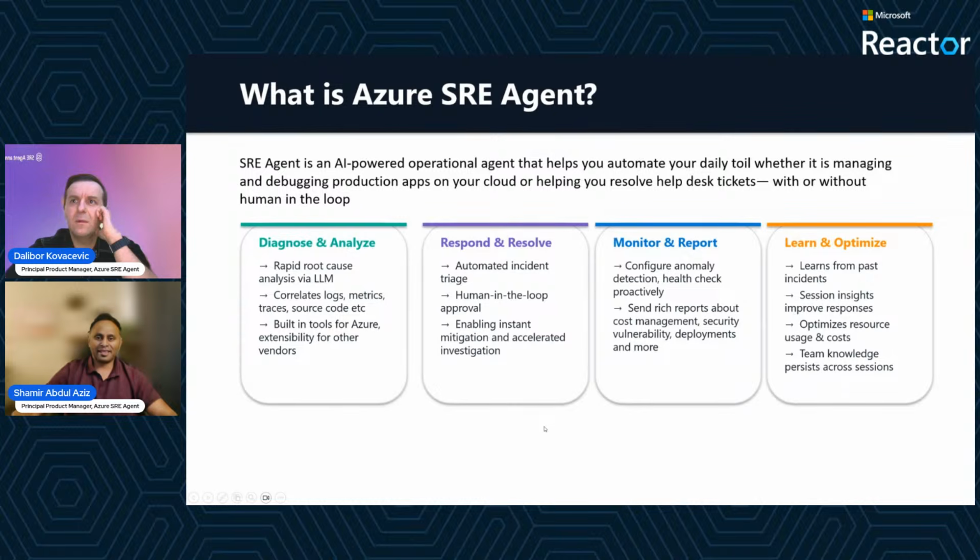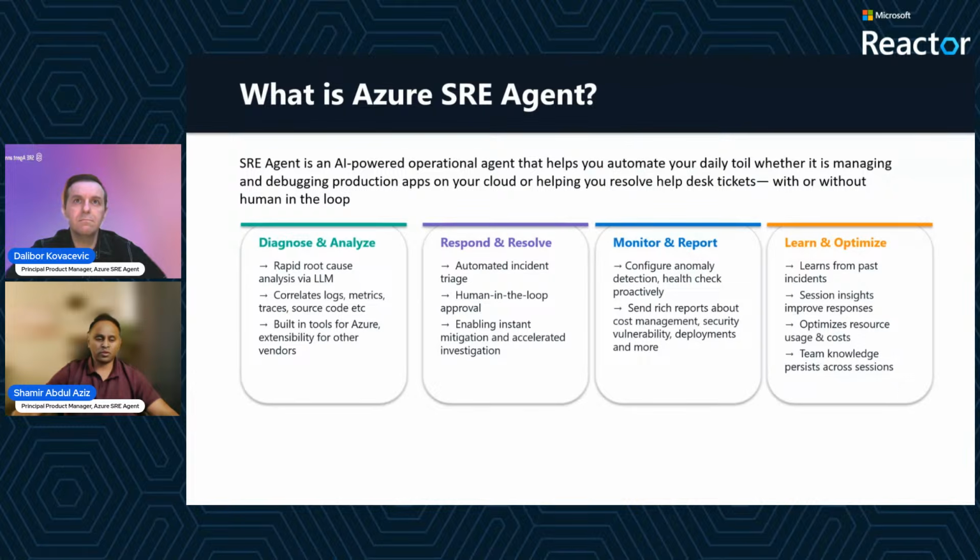So like I said, the SRE agent is an AI-powered operational agent, and you can do a bunch of things with it. You can diagnose and analyze issues. We do Azure very well because we have built-in tools for Azure like AZCLI, kubectl, and ARM API calls that allow us to inquire and investigate Azure resources. We also allow you to respond to incidents. So we connect with PagerDuty, ServiceNow, and Azure Monitor alerts that allow you to trigger the SRE agent on demand and respond to it reactively.